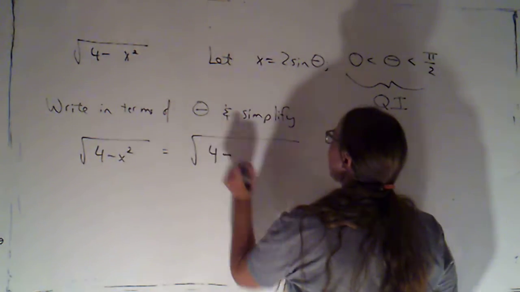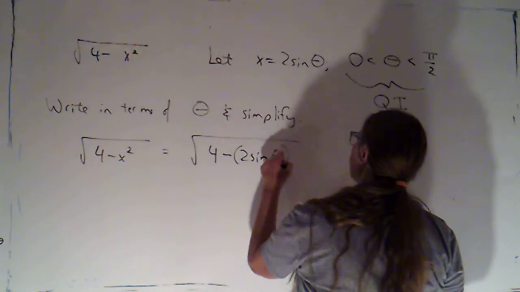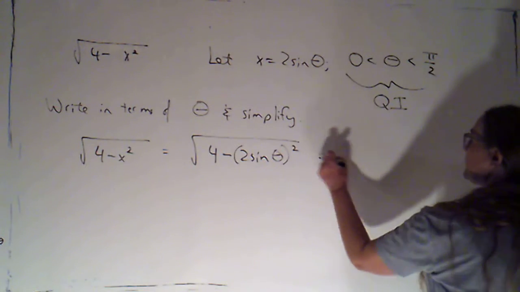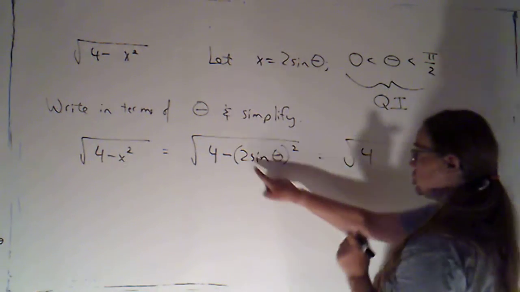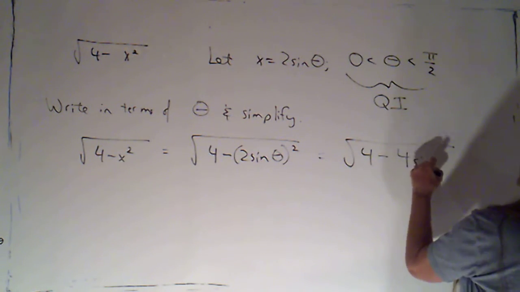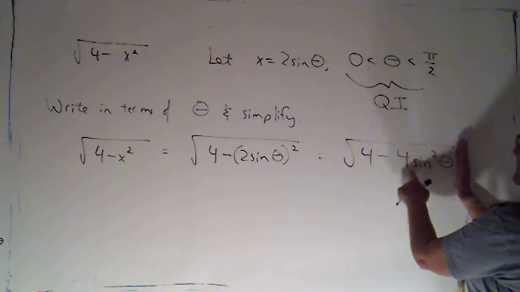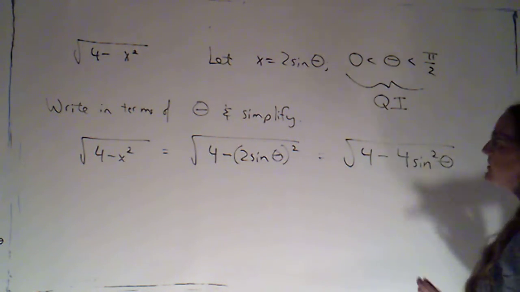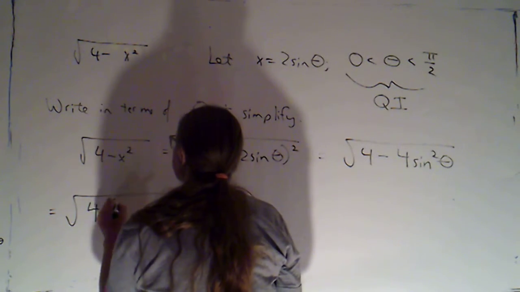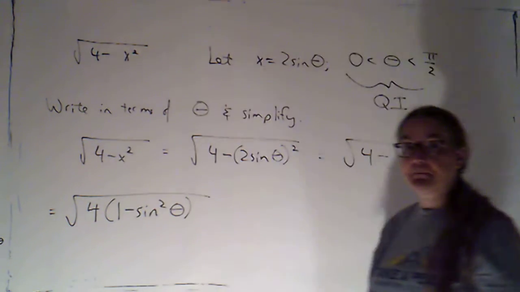This becomes 4 minus, I'm going to replace x with 2 sine theta. So x squared becomes 2 sine theta, quantity squared. And of course, I would square the 2 and the sine theta. So that becomes 2 squared is 4, and then I get sine squared theta. Now there's a 4 in both terms, so I'm going to factor that out. So I'm going to say that's the square root of 4 times 1 minus sine squared theta.